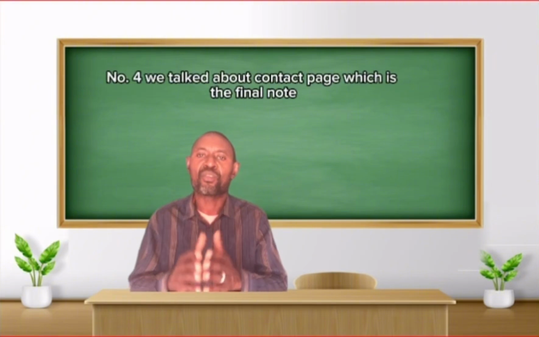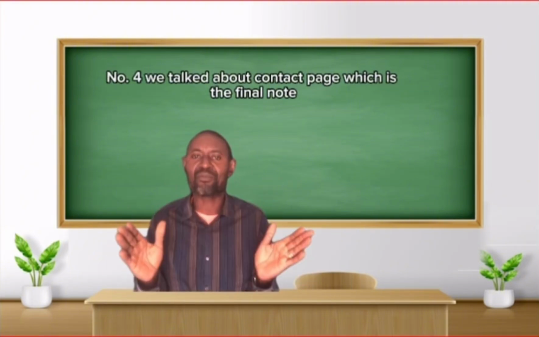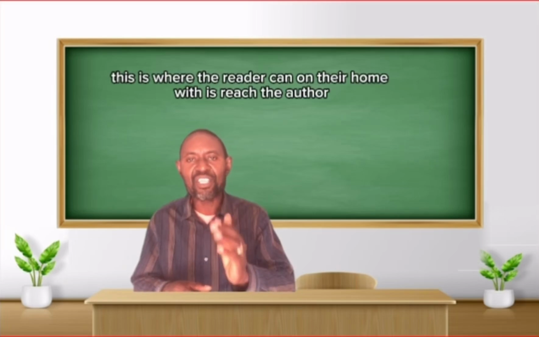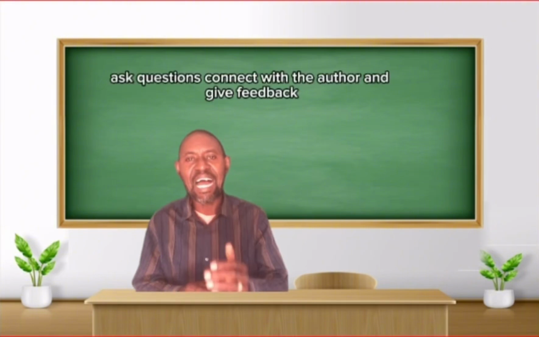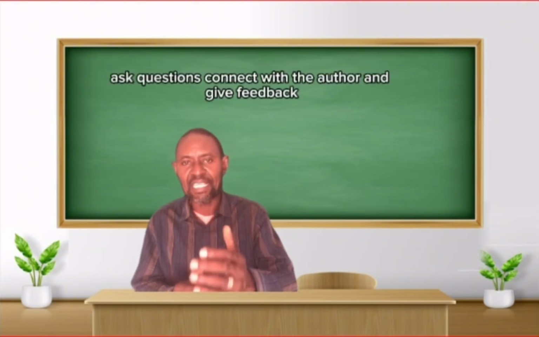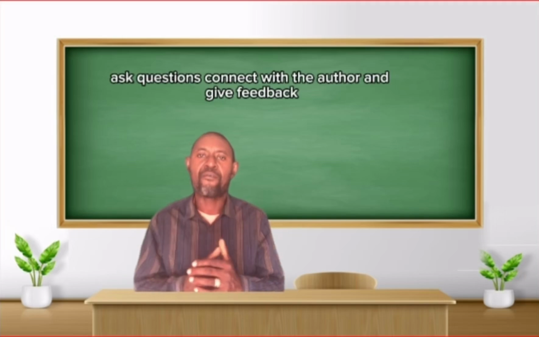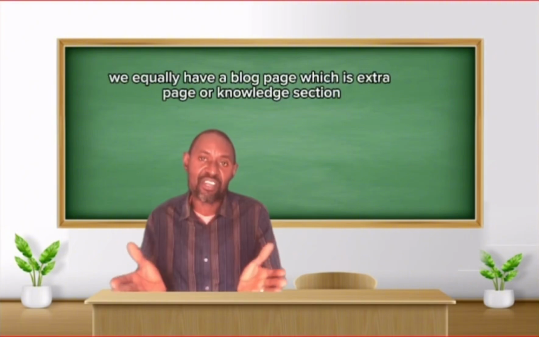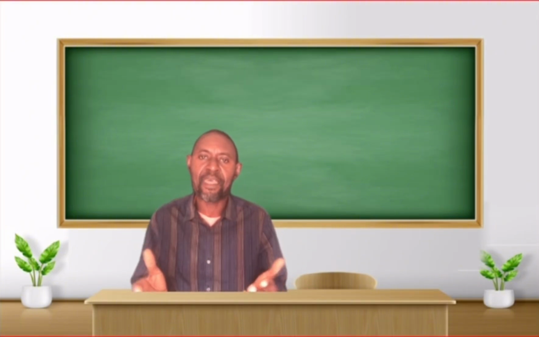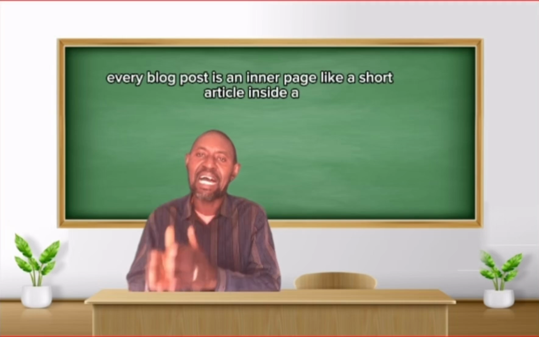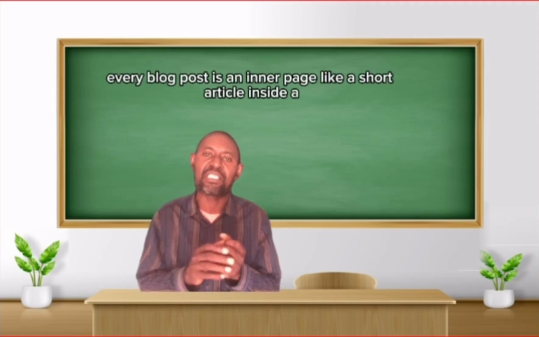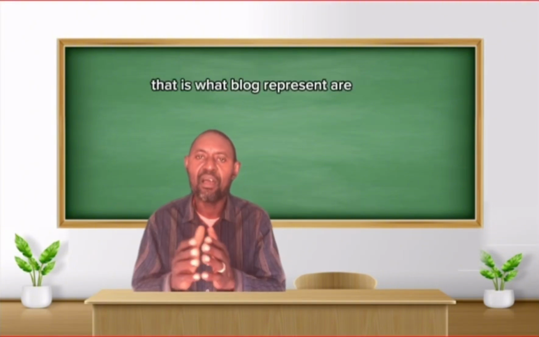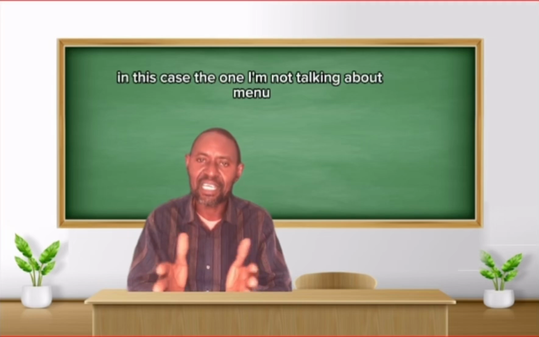Number 4, we talk about the contact page, which is the final note. This is where the reader can, on their own, with ease, reach the author, ask questions, connect with the author, and give feedback. We equally have a blog page, which is the extra pages or knowledge section. Every blog post is an inner page, like a short article inside a magazine or a chapter in a book. That is what blog represents in this case.